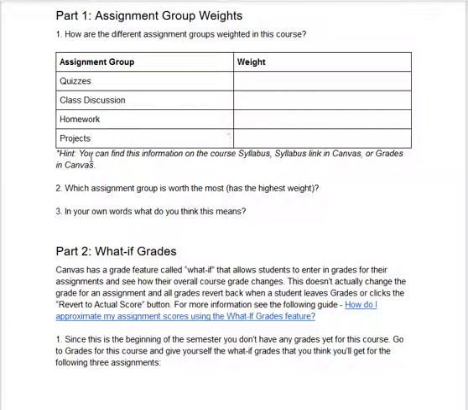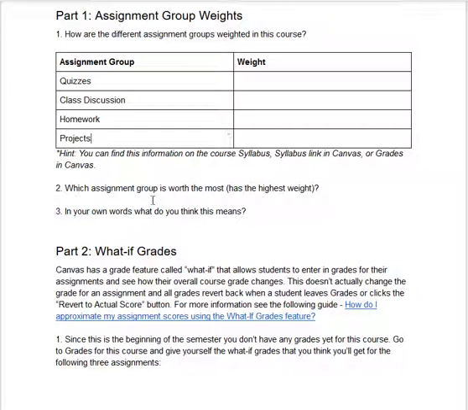And then I provided the hint to students that they can find this information on their course syllabus, the syllabus link in Canvas, or the grades in Canvas. So obviously you could customize this based on where your students could find that information. So let's say you don't provide the syllabus link in Canvas, well then take it out. Otherwise you would confuse students.